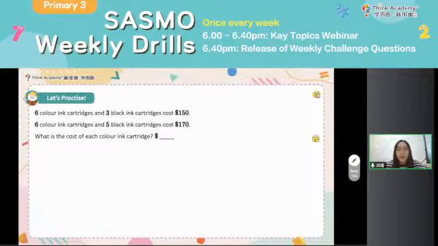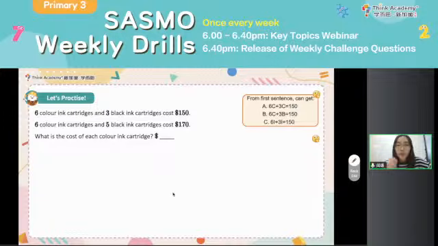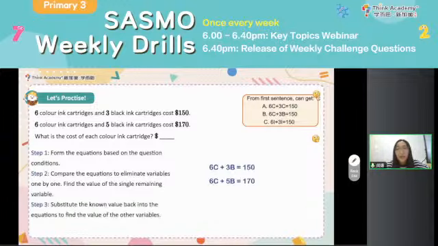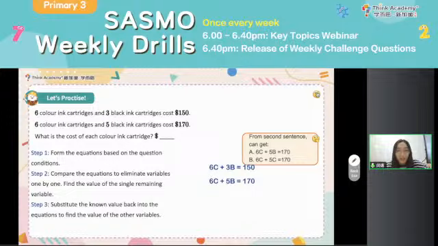So here, let's check one by one. According to the first sentence, what can we get? A, B, C, which one? Let me check if you really understand. Yes. 6 color plus 3 black. Okay, good job. And then for the second one, 6 color plus 5 black costs 170. That is A, okay? Pay attention to the letter.